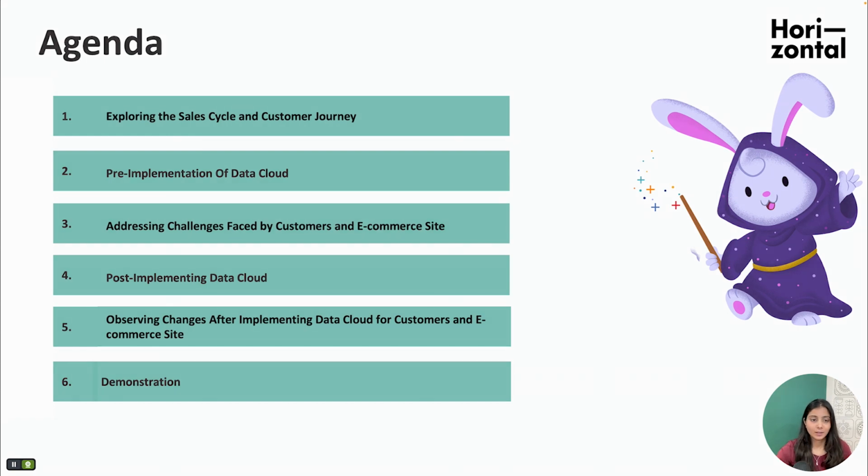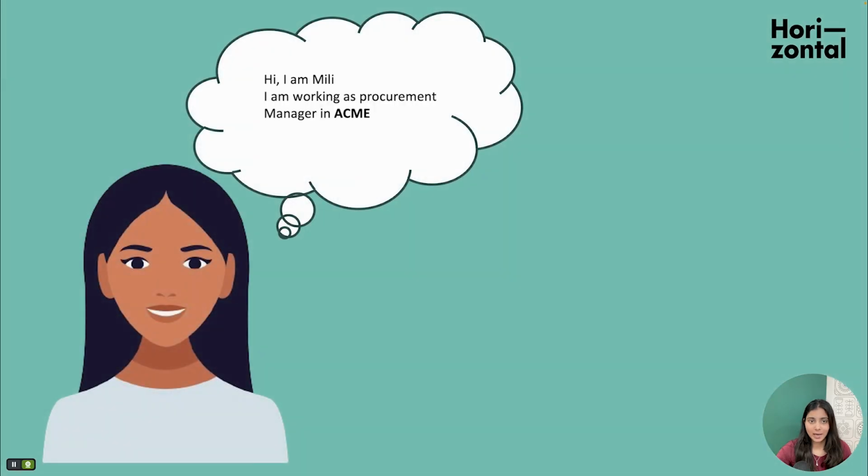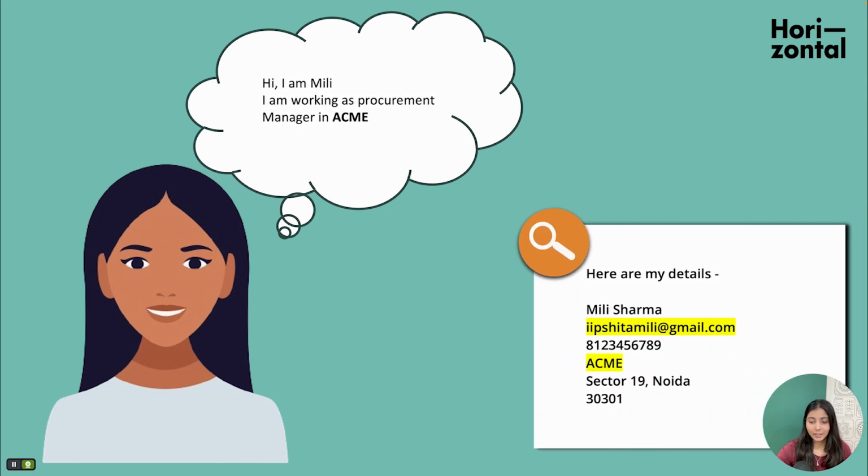So meet Millie. Millie is currently working with Acme as a procurement manager, where her responsibility is to buy products in bulk for her company's employees as needed. Let's say her company has organized a sports event and they need two different colors of t-shirts for their two different teams. Millie is responsible for sourcing those t-shirts and placing the order. These are the related details of Millie. The highlighted details are related to her company and the rest are her personal details.